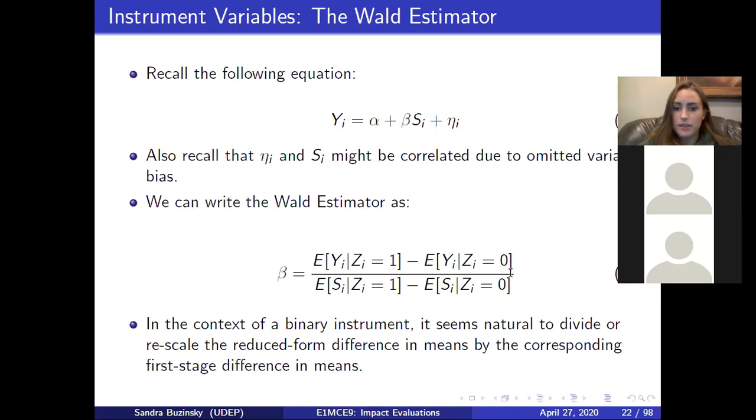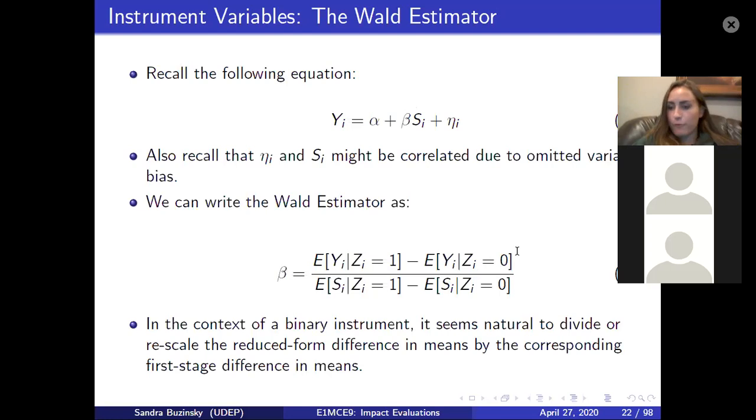Yeah, the instrument can be continuous as well. So how would that work? Then it's just continuous. This is just an easy way to put it into the Wald. I don't think you can make a Wald estimator when you have a continuous zi, but I can double check that. I think it's only for discrete terms.